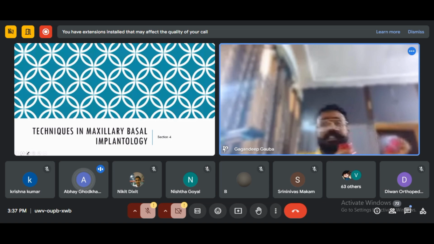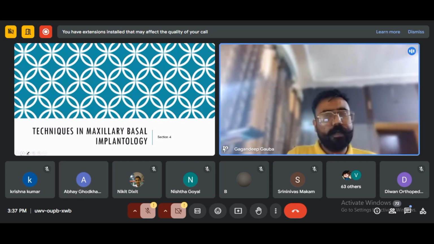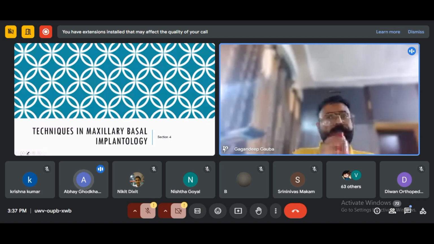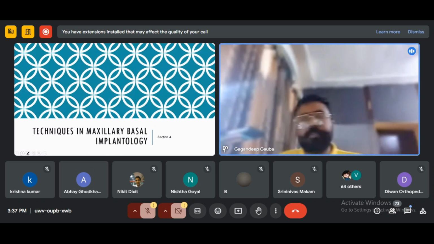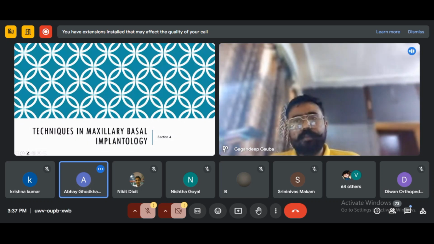Yes, sir. Sir, what if we lost some torque? In what case, sir? Maxillary anterior region. What if we lost some torque? Sir, less than grade 1 mobility. Sir, while placing the implant or afterwards? While placing the implants. Sir, which implant are you using? Sir, I am using compressive implants.